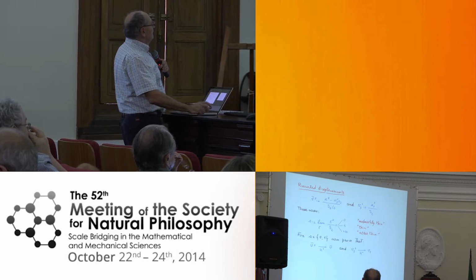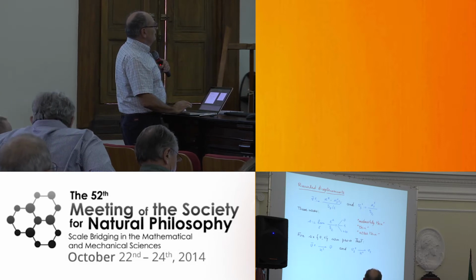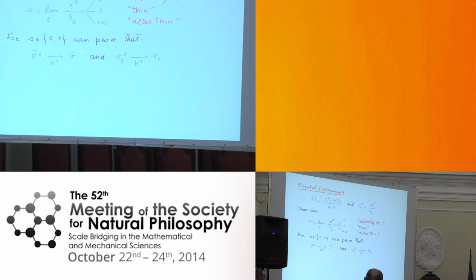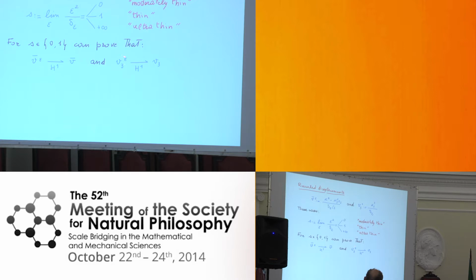And for s taking values in the set 0 and 1, one can prove that the in-plane component of V epsilon converges in H1 to some V, and the third component of V epsilon converges weakly in H1 to some V3. These limits V and V3 have a very special form. The first describes a translation of the cross section and a rotation around the center of mass of the middle line. Sorry, the rotation and the translation of the section. And the third one describes the component in the direction of x3.